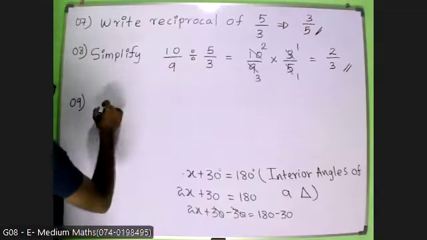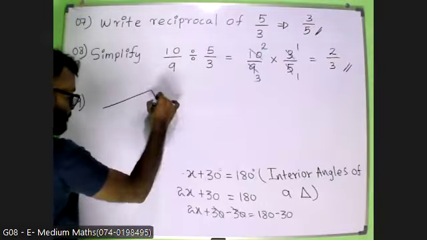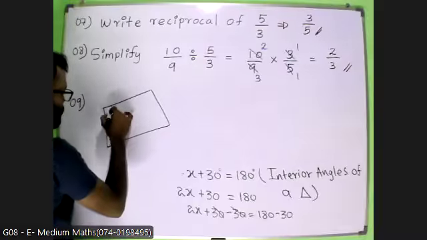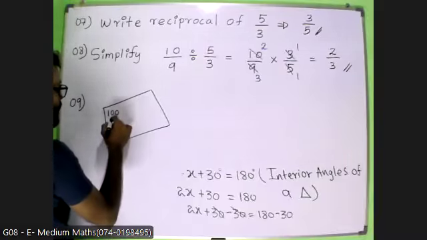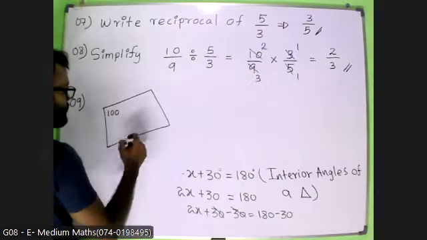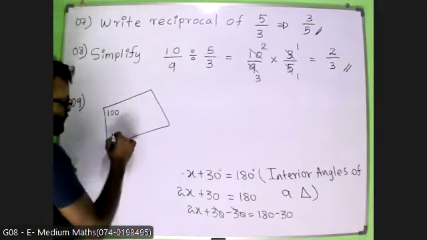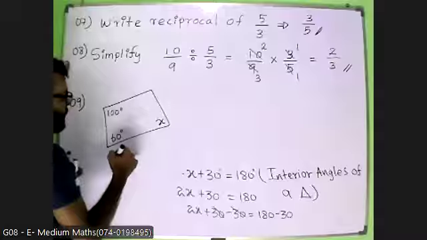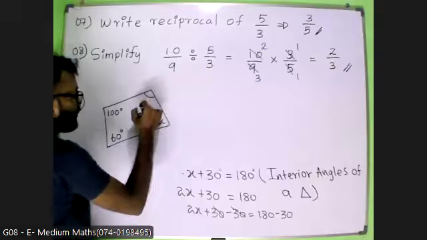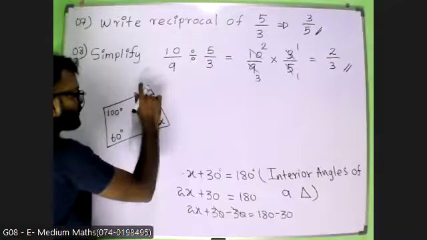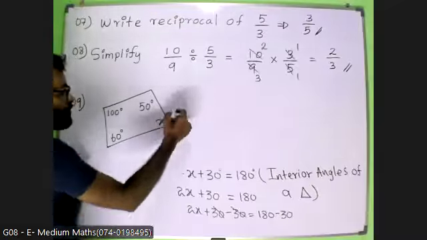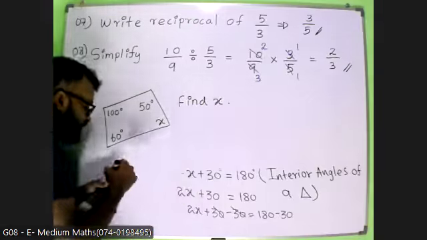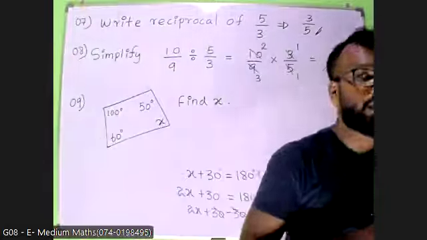Ninth part. So this is 100 degrees and 60 degrees. This is X. And this one is 50 degrees. Find the value of X. Right. This is a quadrilateral. So you have to find the angle X. What is the magnitude of angle X?